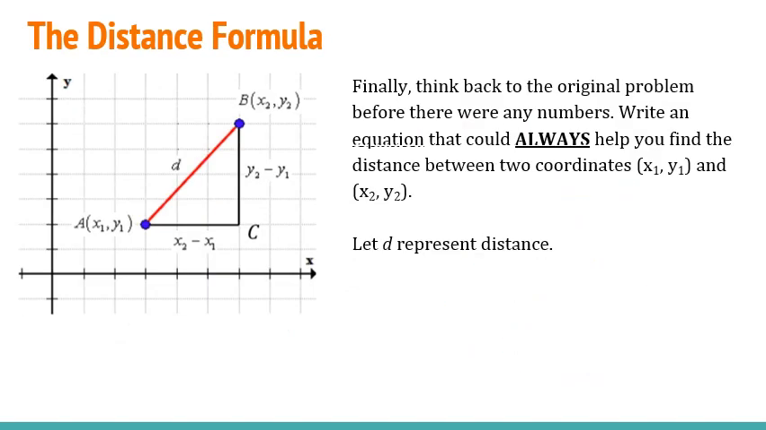Okay, now that may all seem very familiar. That's just using Pythagorean theorem. Now that works great if you have a visual, if you have the numbers on a coordinate plane, if the numbers aren't too large. What we want to do is, what if we could write an equation that would always help us find the distance between any two coordinates, any two x1, y1, and x2, y2.